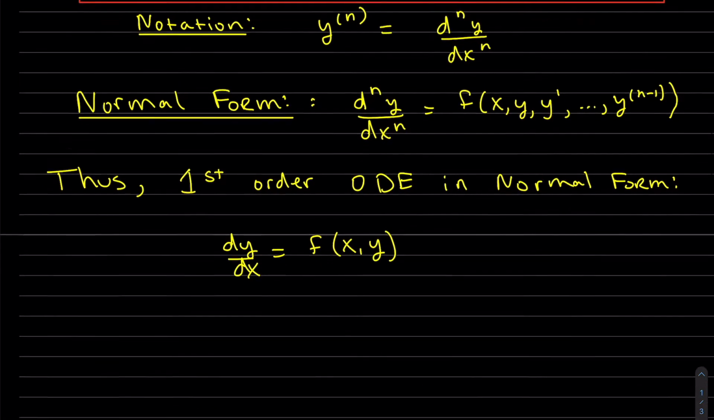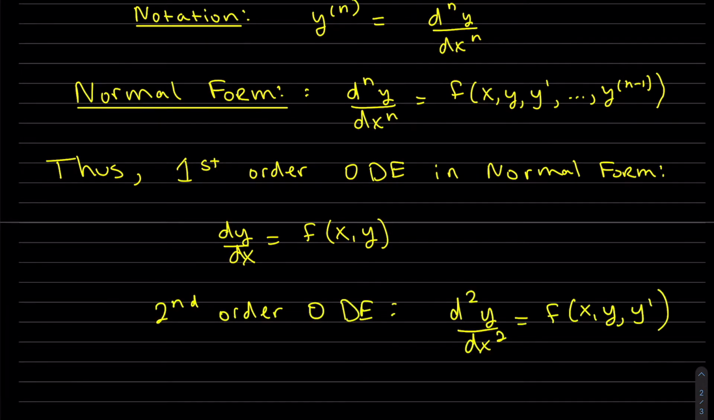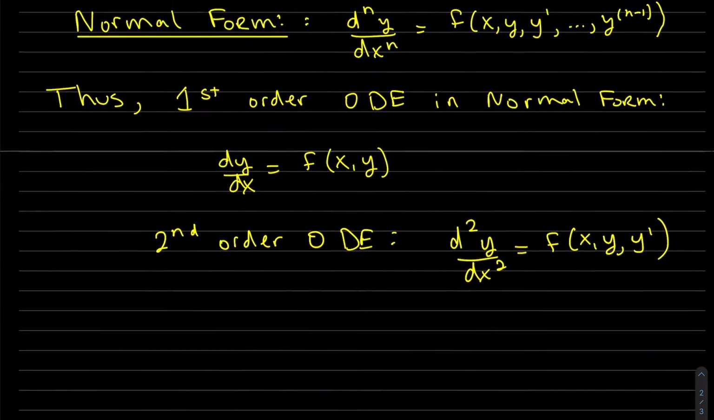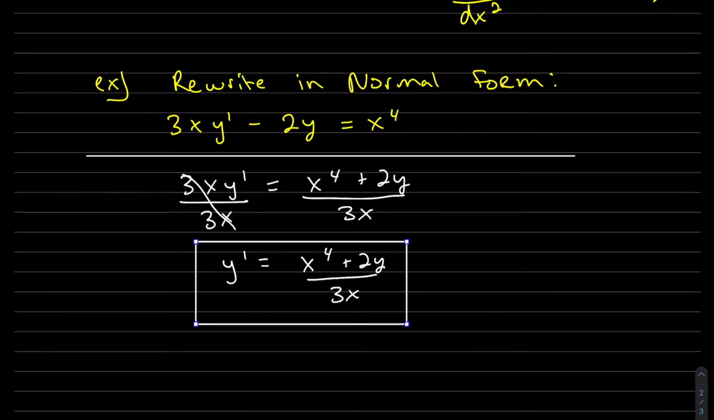Let's write out the second order. Can you guys do it? Yeah, so therefore we have our second derivative on the left, and it's going to be written in terms of these variables, x, y, and our first derivative, y prime. Good, very good. And there we have it.